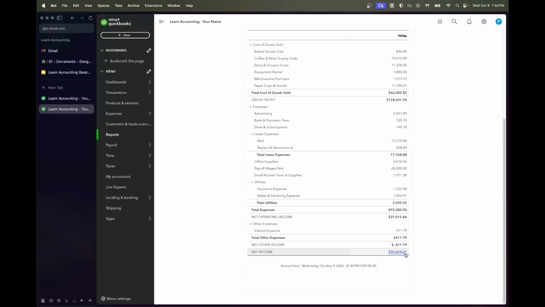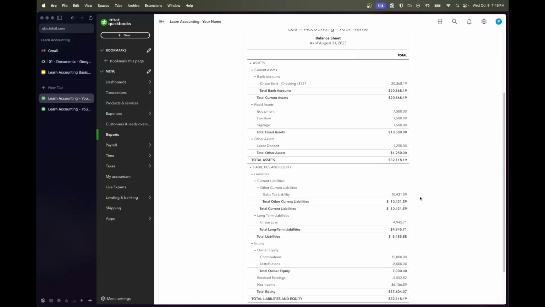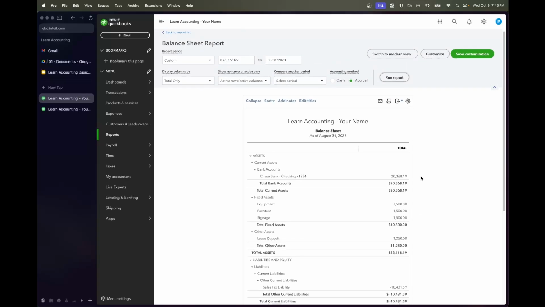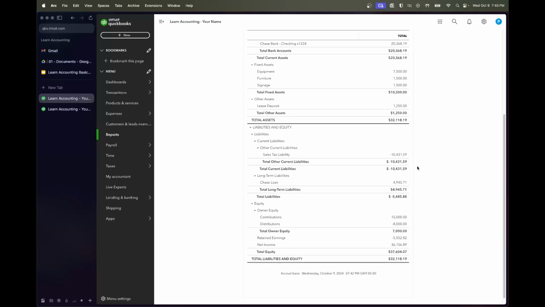So we can see open to date, after paying ourselves $65,000, the business's profit is $30,000 after everything. And that's including $65,000 worth of owner payments, right? Taking a look at the balance sheet, we can see we have a healthy $20,000 in cash. All of our fixed assets are still here. We have this number that we still need to take care of. Our Chase loan, again, paid down like last time.